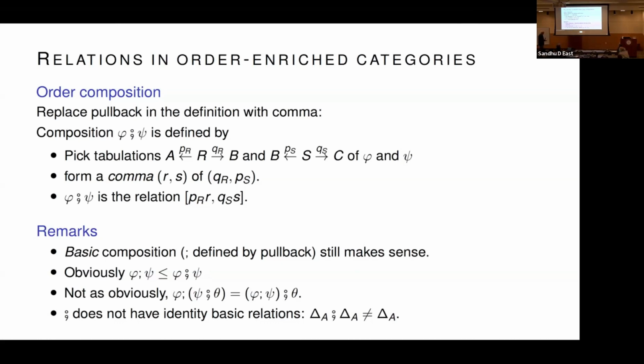Okay? But now the trouble is that the diagonal relations are no longer identities for this new composition. Because basically taking a pullback of a diagonal with a diagonal is still a diagonal, but taking the comma between these two things will no longer be that. So we don't have what we think we have.